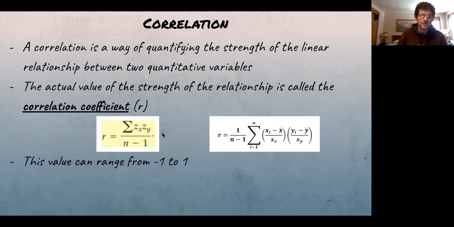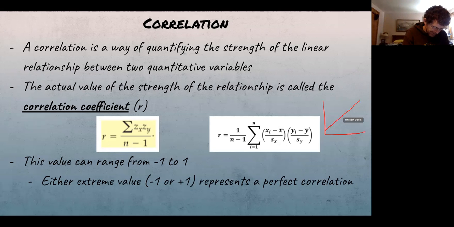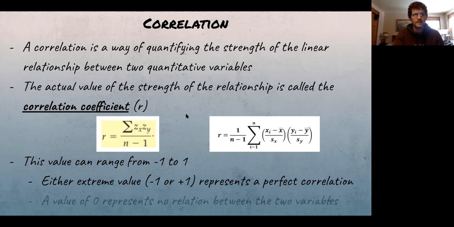The value of your correlation coefficient can range from -1 to +1. And either extreme represents a perfect correlation. So that would be literally like an algebraic relationship. You have a straight line, and all these points fall directly on that line. That would be a perfect +1. This would be a perfect -1 right here. This is highly unusual with real world data. A value of 0 would represent no relation at all between the two variables.